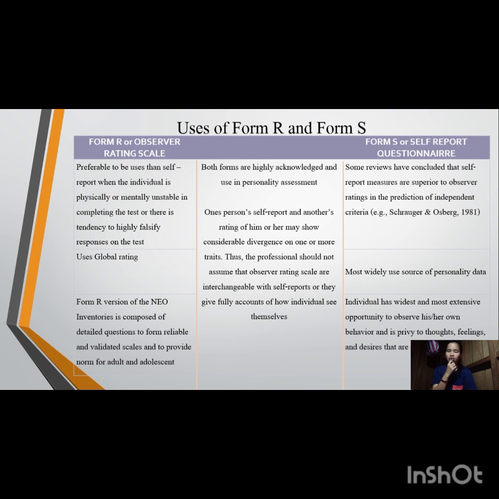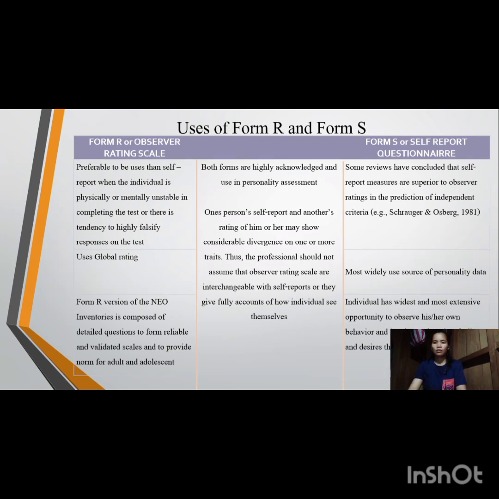Form S is said to be more accurate than Form R because the individual has the widest and most extensive opportunity to observe his or her own behavior and is privy to thoughts, feelings, and desires that are not publicly expressed. That is why it is said that Form S is preferable to Form R in terms of accuracy.